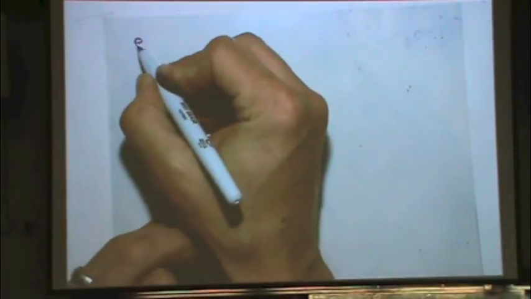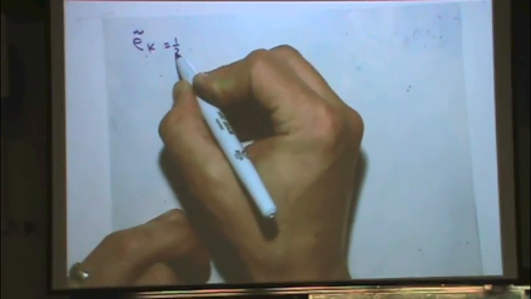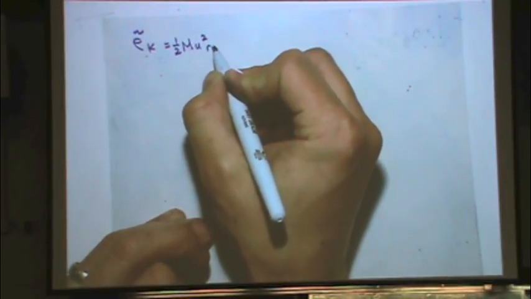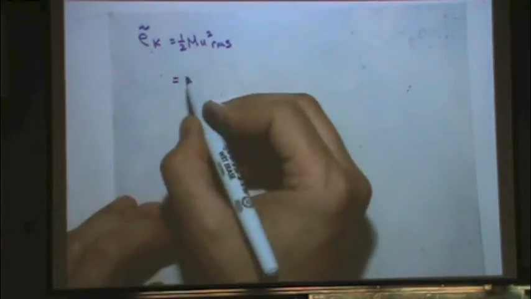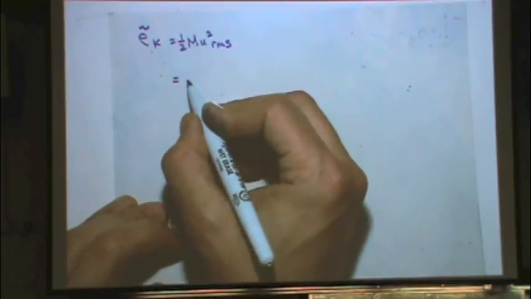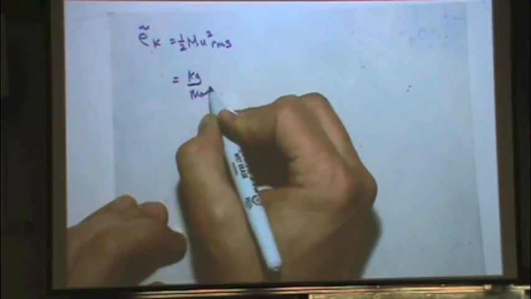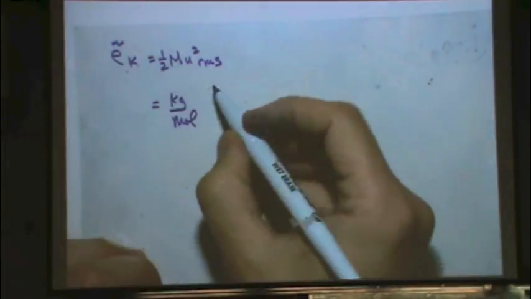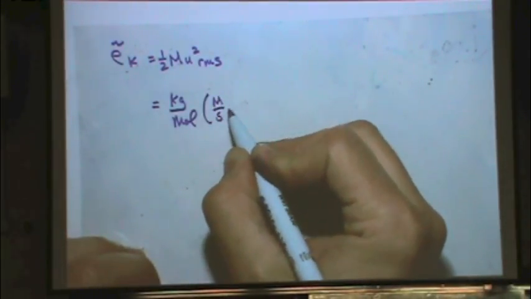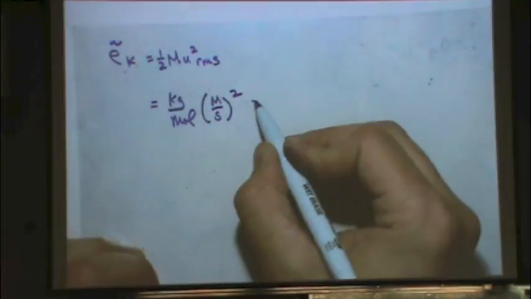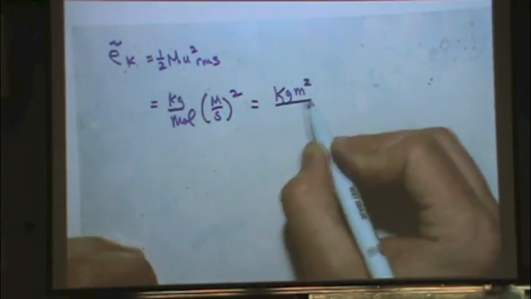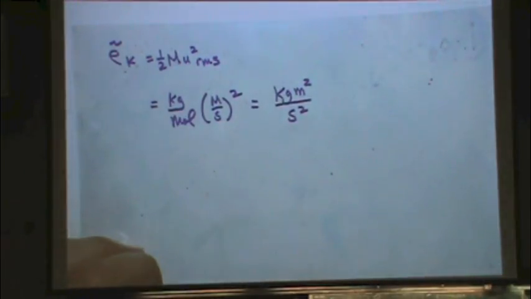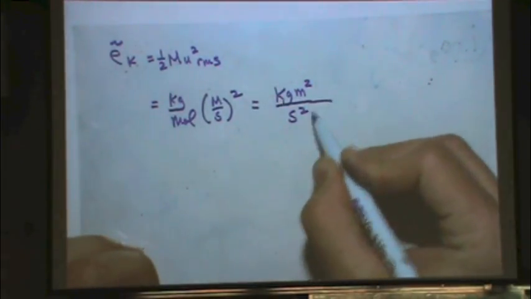So, if you were using this formula, and you wanted to figure out the units, you'd say, well, 1/2 doesn't have units. The molar mass is kilograms per mole. And the velocity is meters per second squared. Let's put that all together. That's a kilogram meters squared per second squared. And then it's per mole.